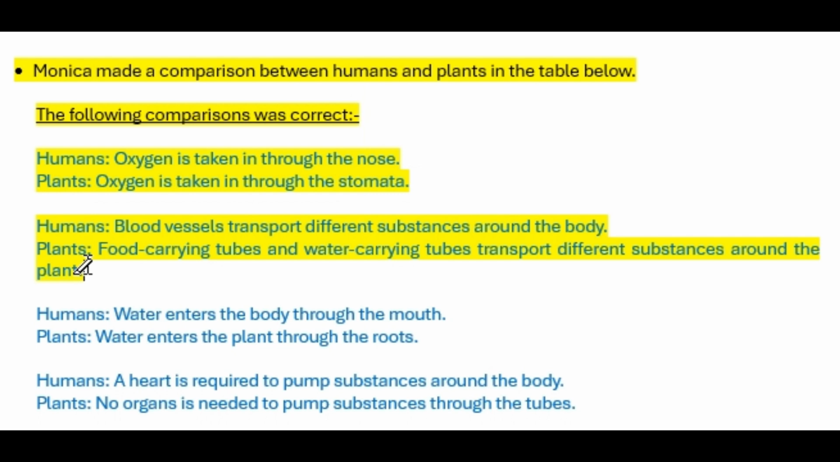Humans, water enters the body through the mouth. Plants, water enters the plant through the roots. Humans, a heart is required to pump substances around the body. Plants, no organs are needed to pump substances through the tubes.